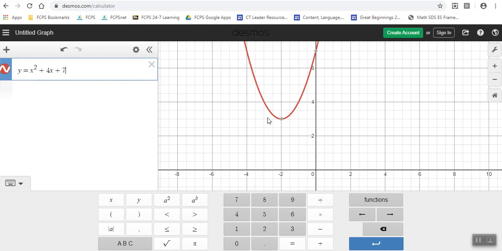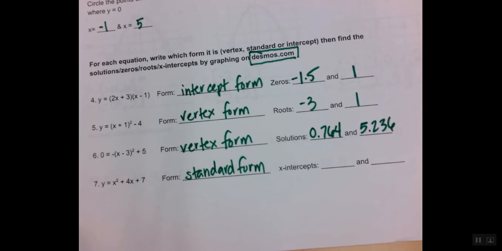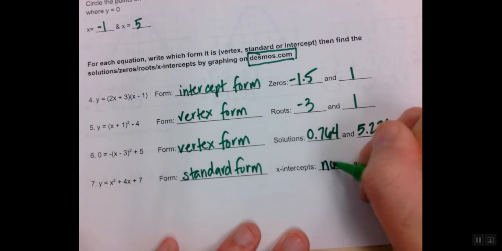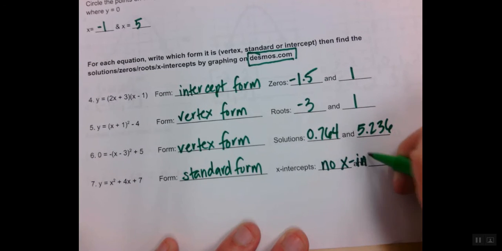So it does not cross the x-axis. So if I was asking for solutions, I would say no real solutions, but what I'm asking for is x-intercepts. So it has no x-intercepts. Don't just leave it blank, you actually have to answer it.